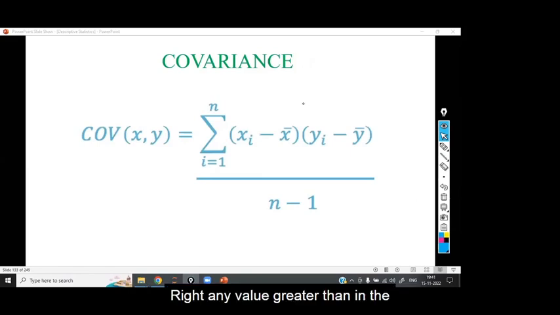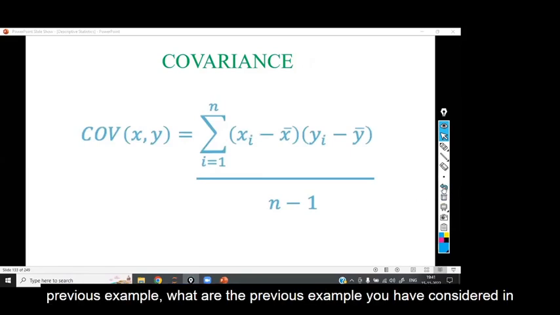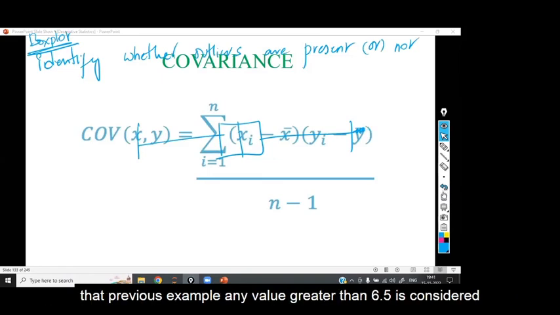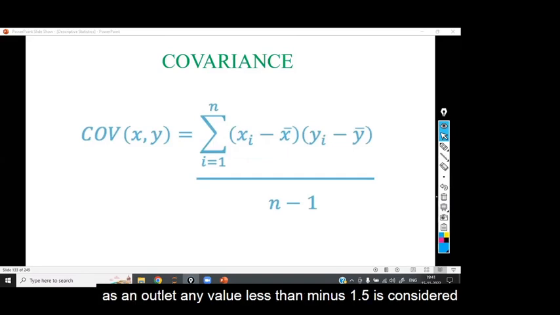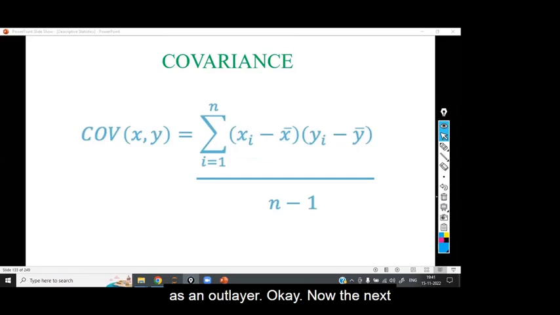Whatever the previous example you have considered, in that previous example, any value greater than 6.5 is considered as an outlier. Any value less than minus 1.5 is considered as an outlier.